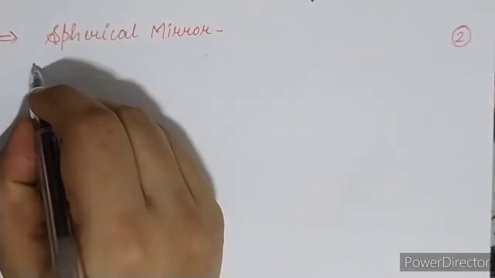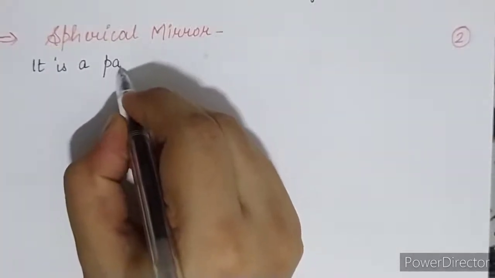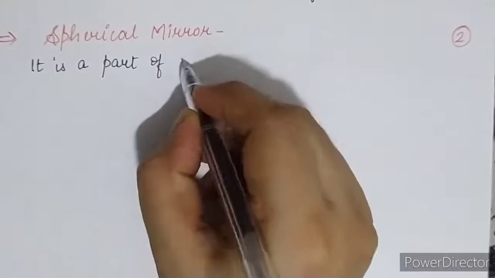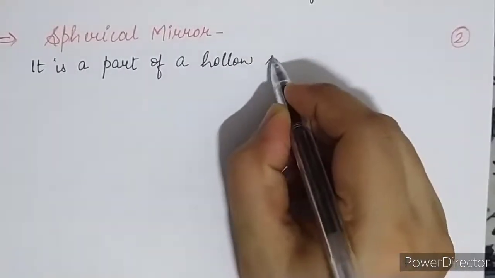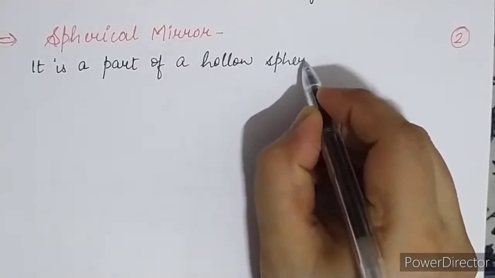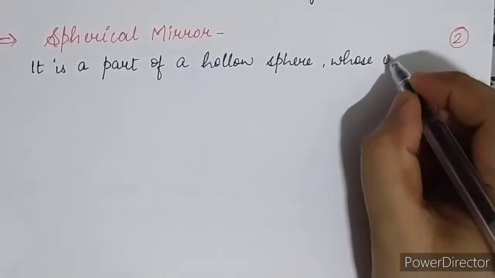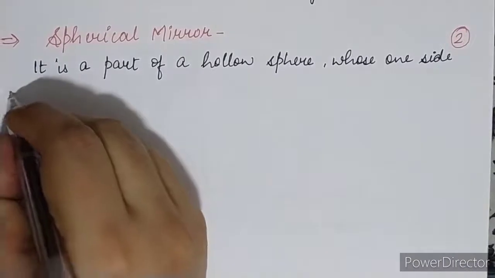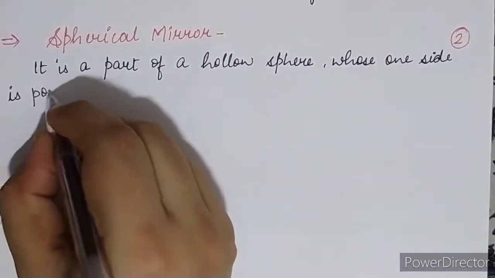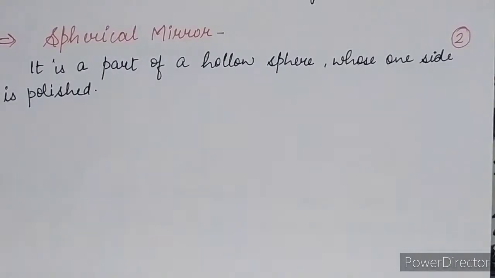is a part of a hollow sphere whose one side is polished. Now it is of two types.